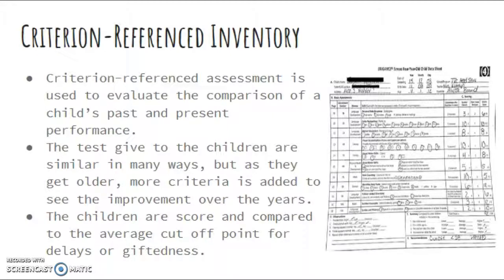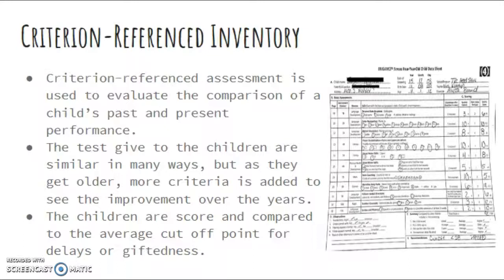On the side, you will see a template of what the score sheet might look like. It has different categories and they are rated at different numbers. After every child is evaluated, they are compared to the average cutoff points for delays or giftedness, and therefore it is then decided if they would need help or more testing, depending on if they are delayed or gifted.